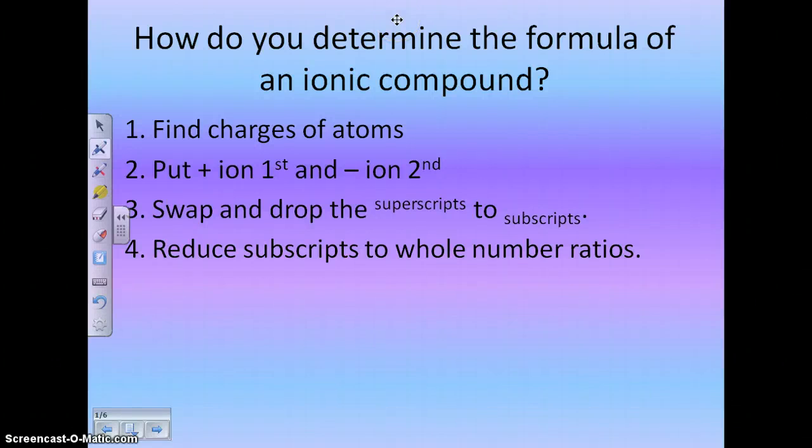In this podcast, we're going to talk about how to write the formula for an ionic compound. There are 4 steps involved. First, you want to find the charges of all of the atoms that you have. Then you're going to put the positive ion first and the negative ion second. You're going to swap and drop your superscripts to subscripts, and you're going to reduce your subscripts to whole number ratios.